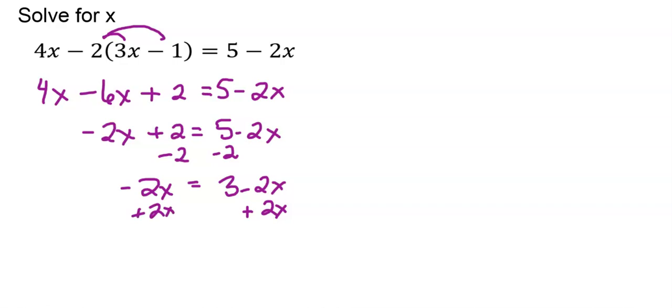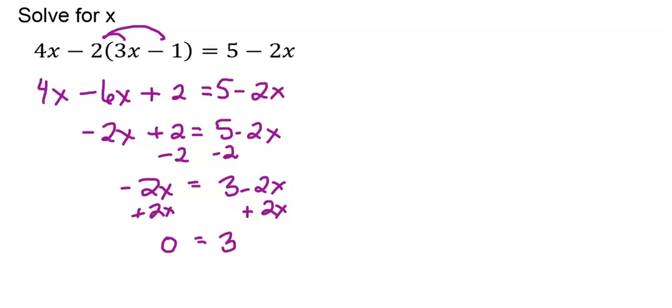On the left side, negative 2x plus 2x, those are opposites, which add to give us 0. And then on the right side, we've got 3 minus 2x plus 2x, once again, is 0. So 3 plus 0 is 3. And all the variables disappeared. So if all the variables disappear, that means that we have to think about this number statement that we've been given, which says 0 equals 3.